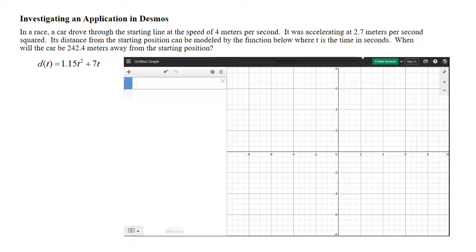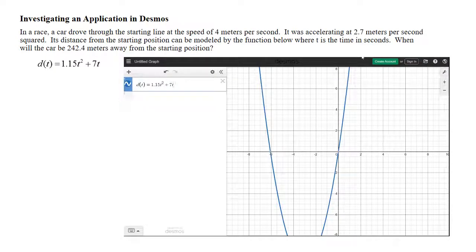Now the function is d of t equals 1.15 t squared plus 7t. Let's graph that in Desmos. We can use function notation, d of t, and actually use t. When we use function notation, Desmos will understand that to be the input variable and graph it on the horizontal. 1.15 t squared plus 7t.